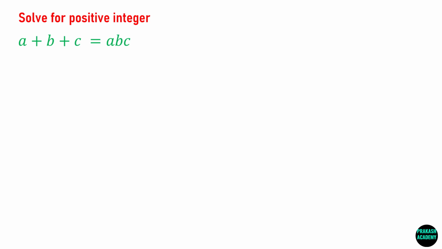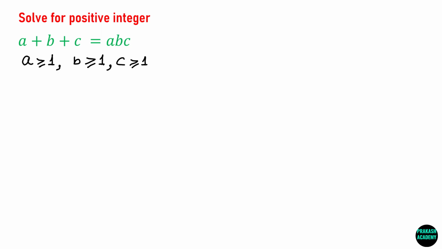Now these kinds of problems are generally solved using inequalities. So what we do is convert the equation into inequalities and then limit the solution. Before that, since these are positive integers, we know that a is greater than or equal to 1, b is greater than or equal to 1, and c is greater than or equal to 1, because the solutions are positive integers.